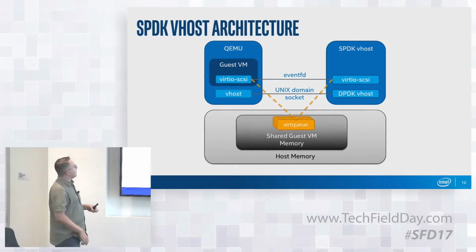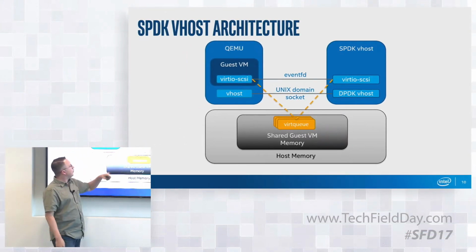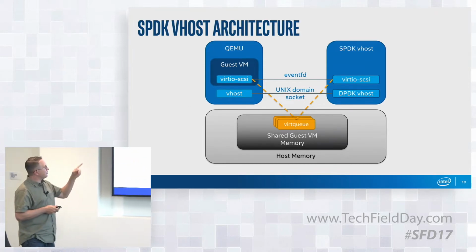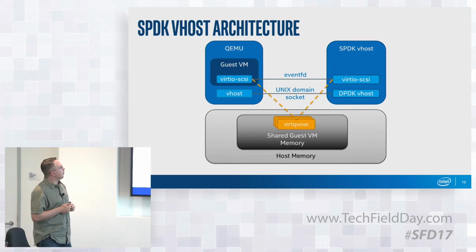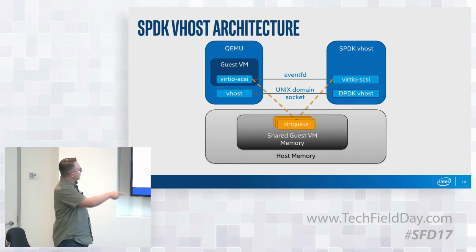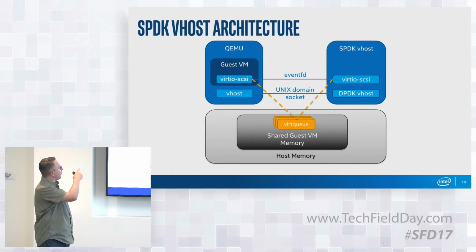You can see here we've got the Unix domain socket. That's how we pass this control information about where the guest resources are. And then we've got this event file descriptor, which is used for the vhost target to send interrupts back to the guest. But then everything else is basically done through shared memory. So the SPDK vhost target can directly access the memory of the VM.